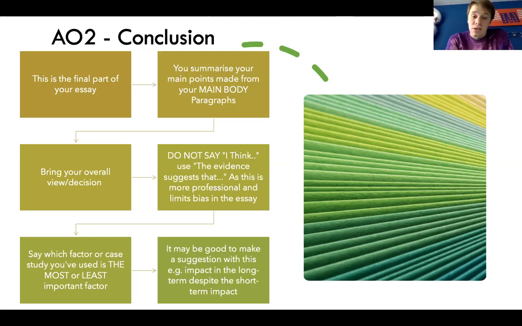Say which factor or case study you've used is the most or least important factor, depending on what the question is. So if it said for coasts, which erosion process is the most important, you'd maybe say freeze-thaw weathering is the most because, and then you'd use your case study about how it's maybe eroded a lot of the coastline, or no, weathering and mass movement has because 10 metres is lost from the Holderness coastline every year due to rotational slumping. It doesn't matter, just justify it.